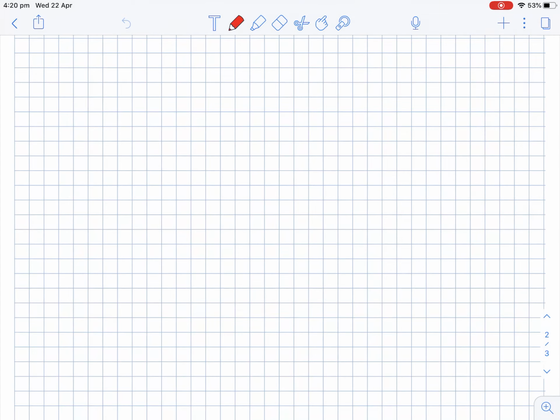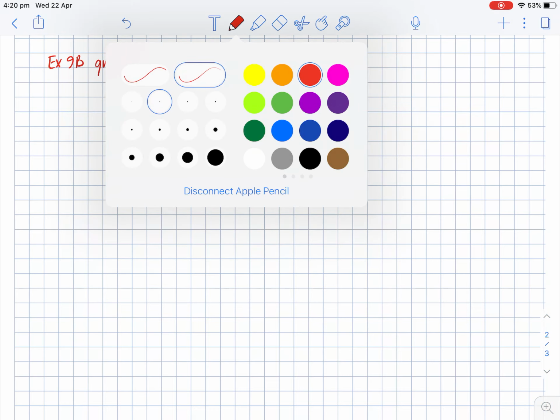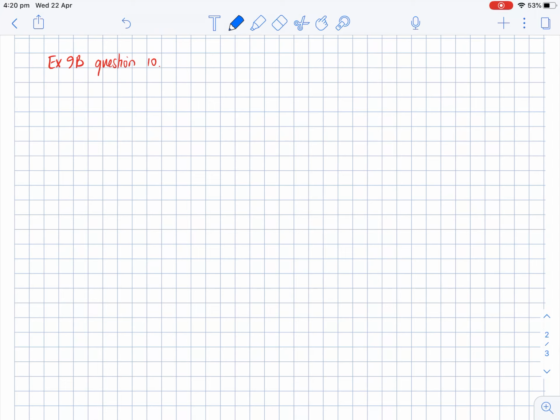Okay, so folks, I've been asked to have a go at a couple of questions to help you out. So the first one that I was asked about was exercise 9B, question 10. Now I'm doing these straight away, so hopefully I can do it quickly and easily without making too much of a mess of it. I haven't started it yet.